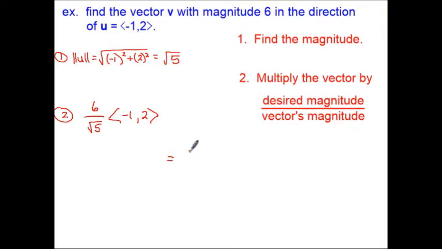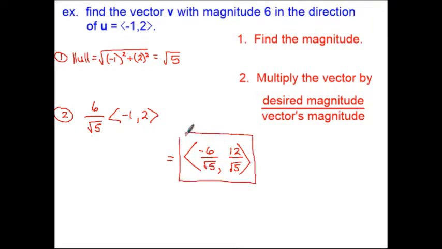this. But 6 over root 5, again, I'm not going to bother rationalizing things. So this gives me a nice negative 6 over root 5, and then a positive 12 over root 5. And again, if you're even a little bit hesitant about accepting that that's got a magnitude of 6, I encourage you to do the Pythagorean theorem on these two values and see what you get. But there it is. That's how you can get a particular direction and a particular magnitude based on a vector.